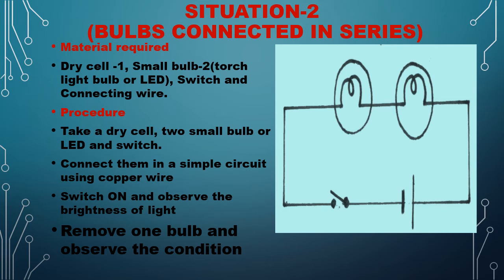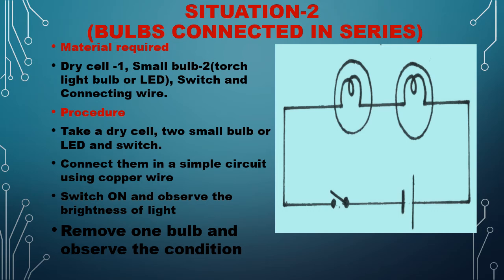Yes. Those who say no, they are correct. Okay. The bulb does not glow. Why? Because there is only one path. If one component is removed, then the circuit is open. Very good. Understand?